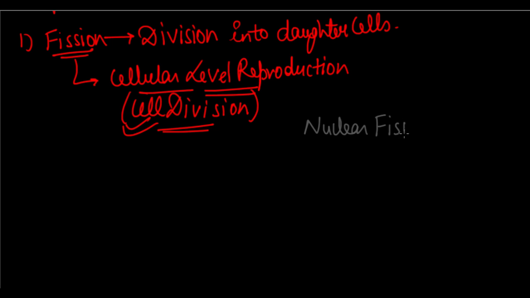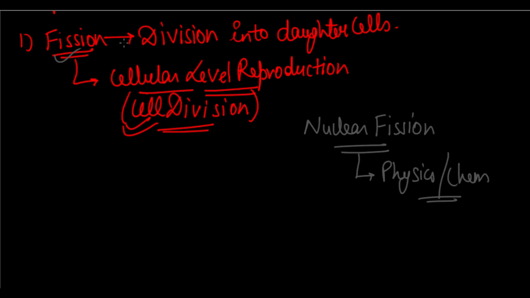Let me make it clear, nuclear fission is not the same as this fission. Nuclear fission is based on physics and chemistry, whereas this is biology, right? Nuclear fission is where the nucleus of an unstable radioactive atom is bombarded by large nuclei to produce energy and neutrons. We can go into a lot of detail for that, but it's not required. I just want to make sure that you don't get confused.